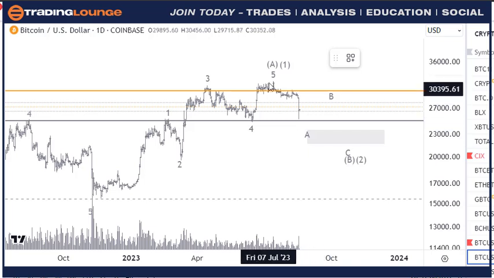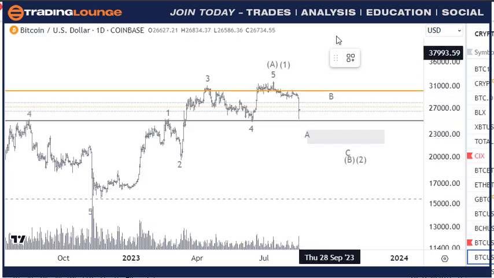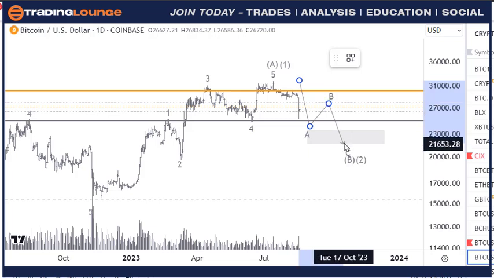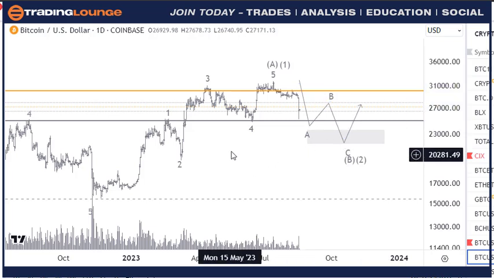Is it going to be 1, 2? Is it going to be an A, B, C down to here and then go straight up from there, or is it going to give us 5 waves down here and then give us a B wave and a C wave here? That's the gist of it all, really, at this point.